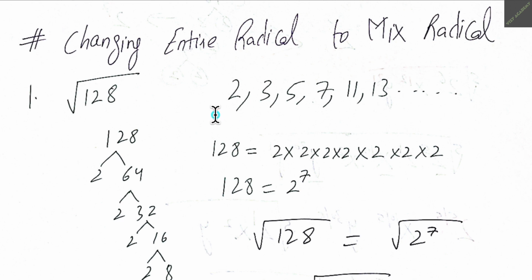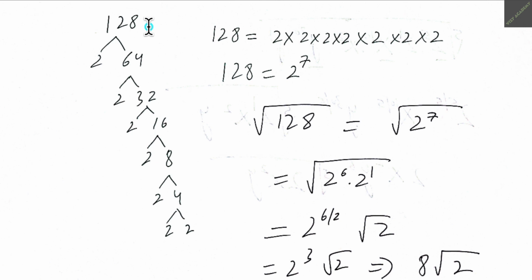Prime number examples are 2, 3, 5, 7, 11, 13. So 128 will be divided by the smallest prime number, which is 2, because it's an even number. So it becomes 2 times 64. 64 changes to 2 times 32, and we will keep on going, and in the last we will have 2 times 2, which are both prime numbers. We can't go further. So if we see here, we have 7 2's: 1, 2, 3, 4, 5, 6, 7.